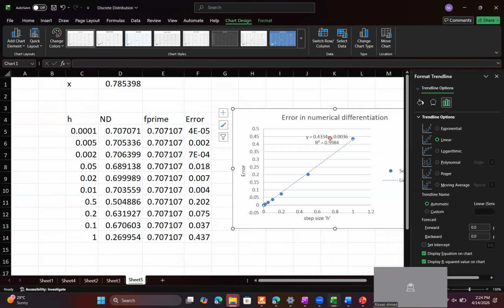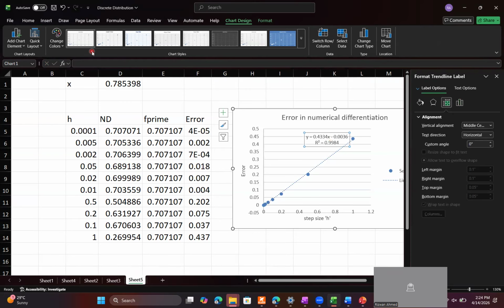So here it is 0.999984. It means the linear model between error and h, it is appropriate, right? So error varies linearly with the first order numerical differentiation approximation. Let's stop at this point. This demonstration was successful.